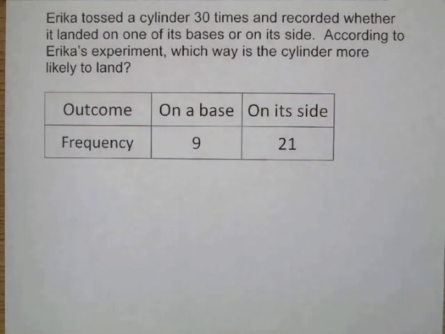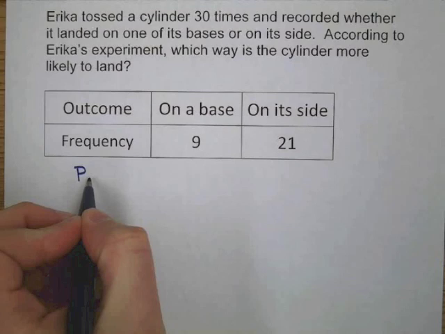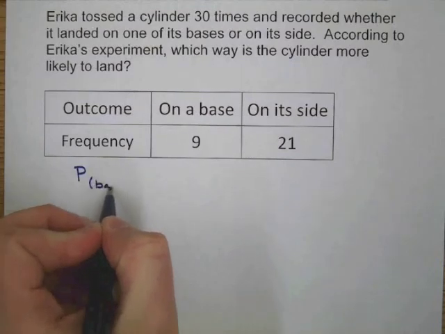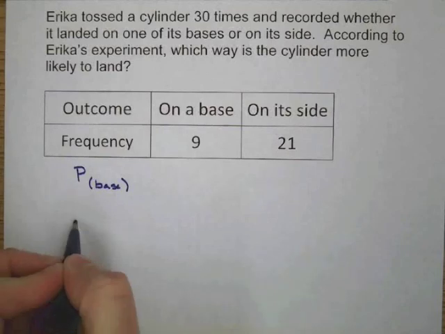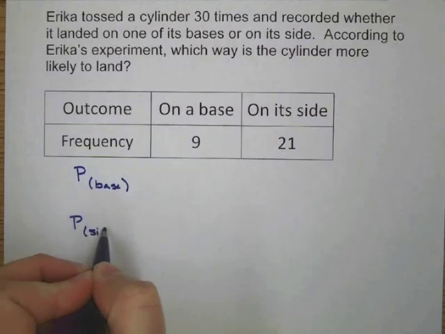And she wants to know what is the likelihood of the cylinder landing on its base versus landing on its side. So we can use experimental probability. We can find the probability of it landing on its base, and we can find the probability of it landing on its side.